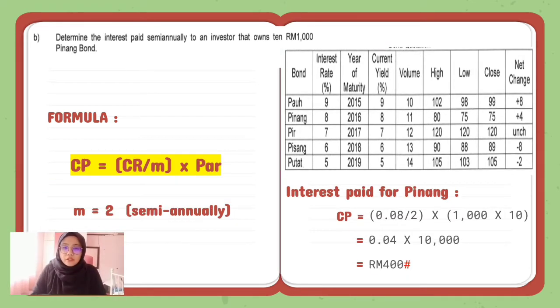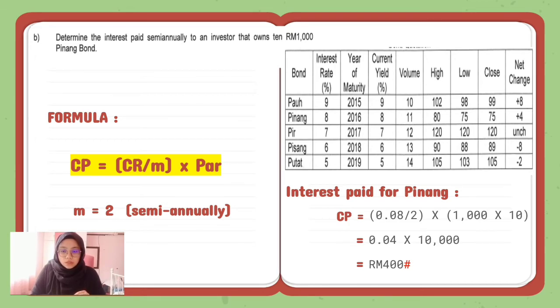Now, we move on to question B. The question asks to determine the interest paid semi-annually to an investor that owns 10 of 1000 ringgit of Penang bond. As usual, I will include the formula below for you to refer to. In this question, we will use the CP formula, which is CR divided by M and times the par value. The M will be equal to 2 because the question stated the interest is paid semi-annually.